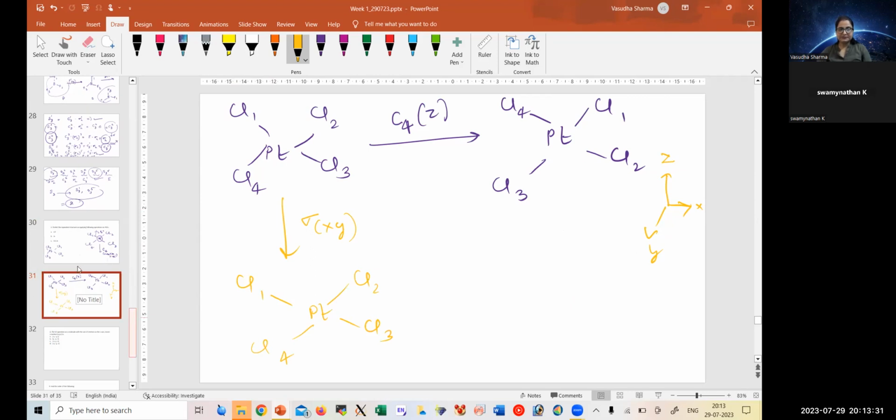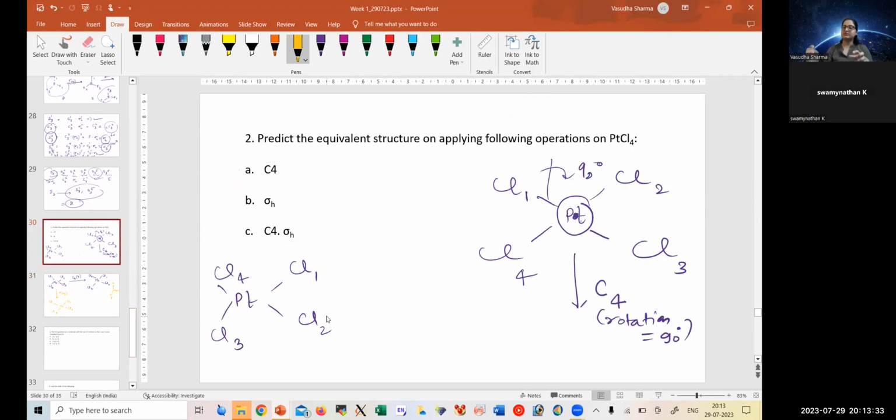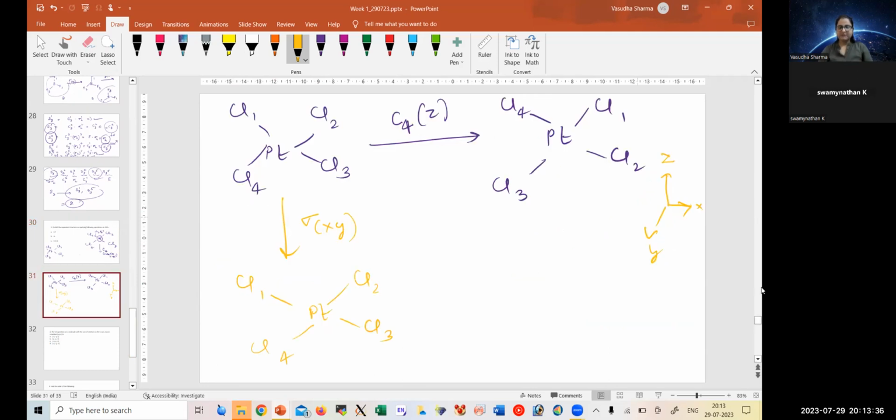Now the third operation says you have to apply a combination of C4 and sigma H. Whenever we have a multiplication of operations, we always go from right to left. So first sigma H, followed by C4. If you start with this molecule, you have already applied sigma H. We started with A and got B over here, and now we have to apply C4 along the Z-axis, perpendicular to the plane.